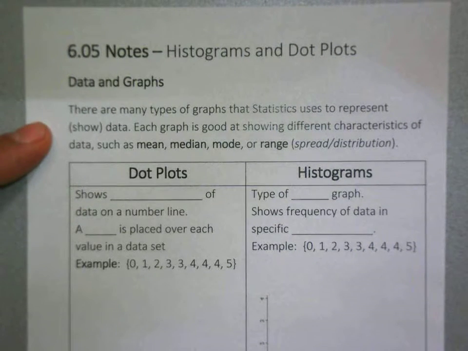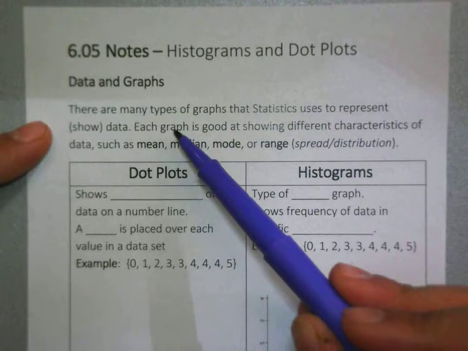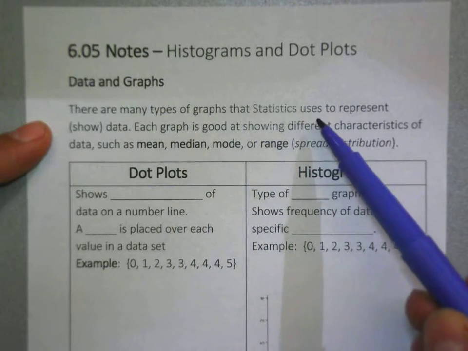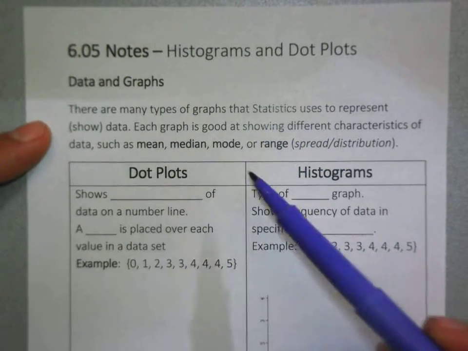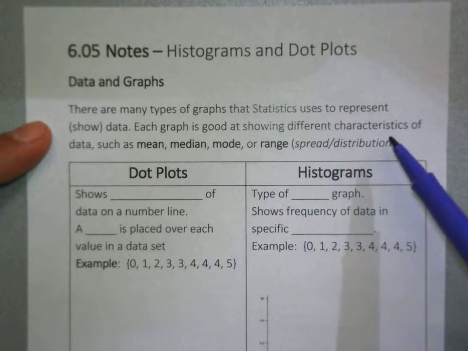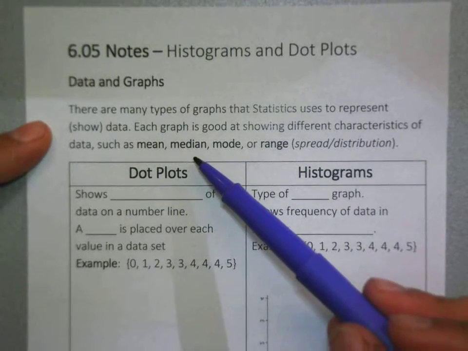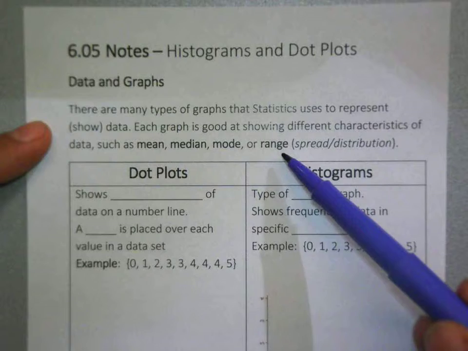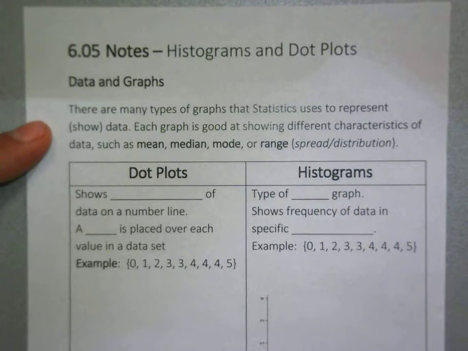So we are finally moving into graphs. Our first two graphs that we're going to talk about, because they are so similar, are histograms and dot plots. There are many types of graphs that statistics use to represent or show data. Each graph is good at showing different characteristics of the data, such as the mean, median, mode, or range, also known as the spread and the distribution.